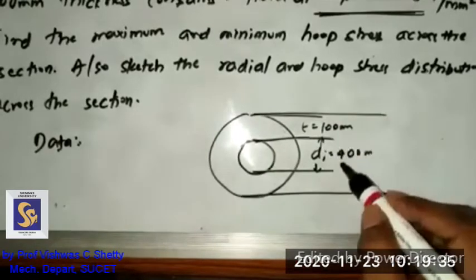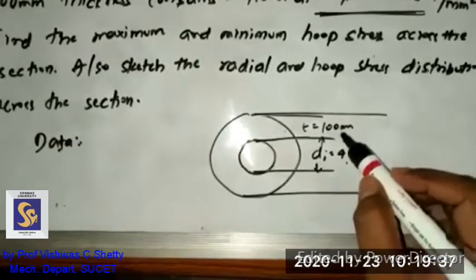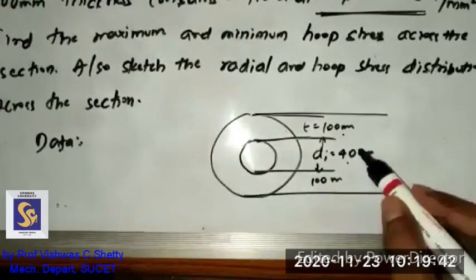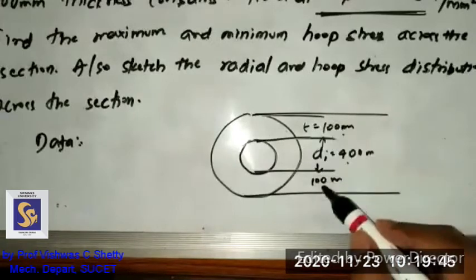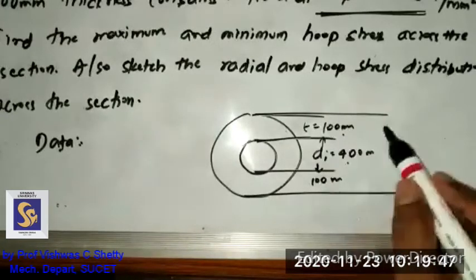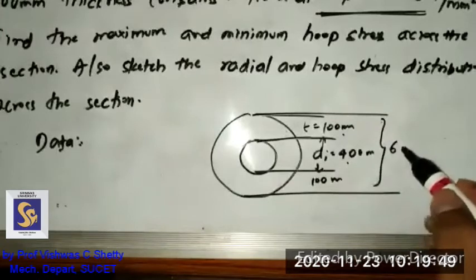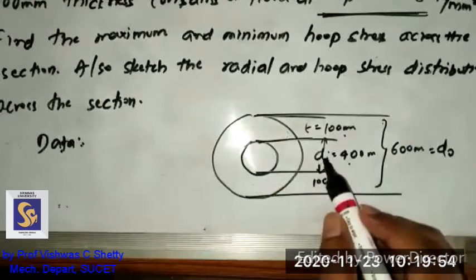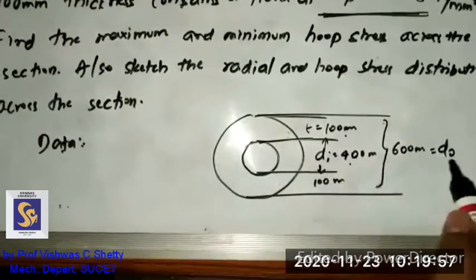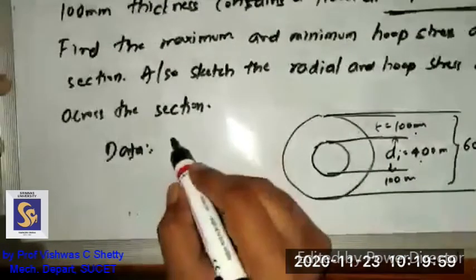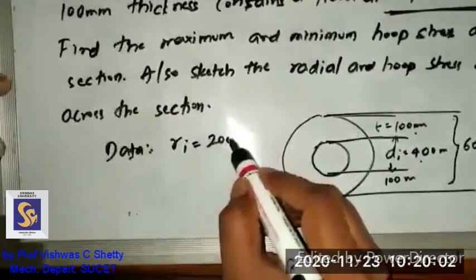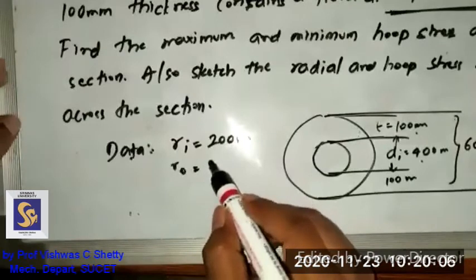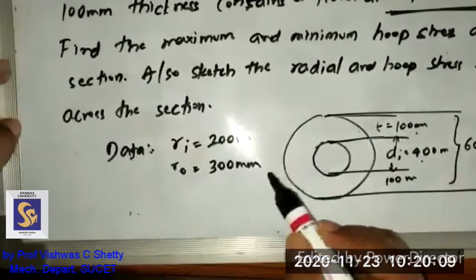What is the external diameter? If the internal diameter is 400 and the thickness is 100, then on this side also it will be 100, correct? 400 plus 100 plus 100, so the total will be 600 mm. That is Do. So the internal diameter is 400 mm and the external diameter is 600 mm. So the internal radius will be 200 mm and the external radius will be 300 mm, correct? Is it okay?